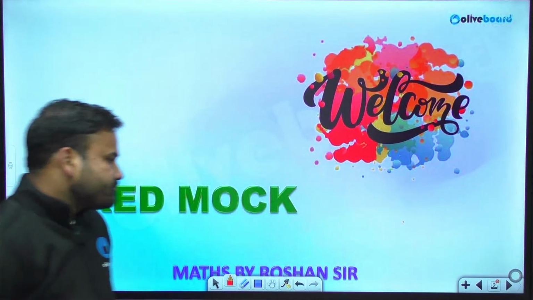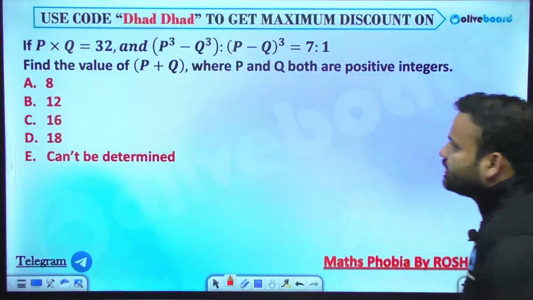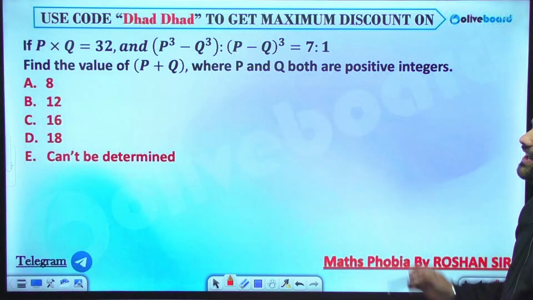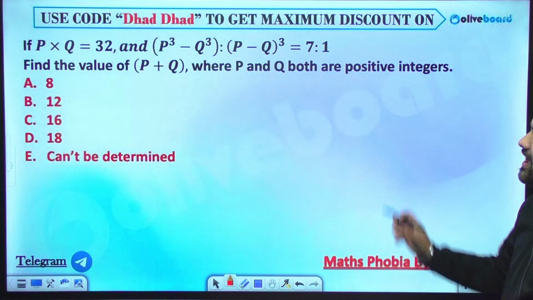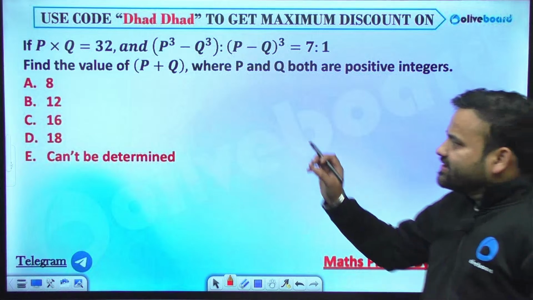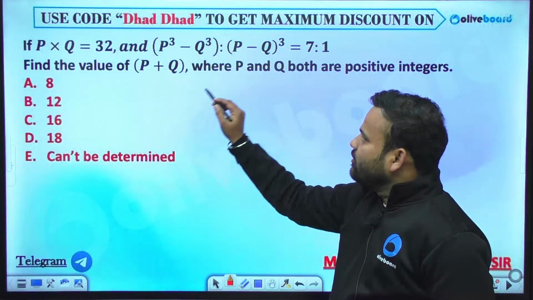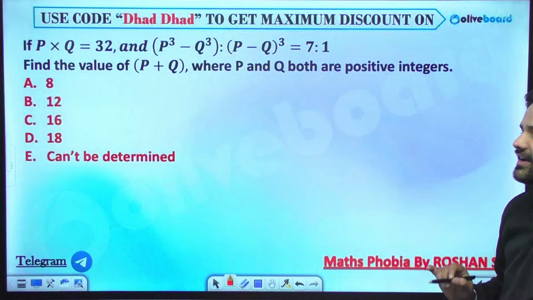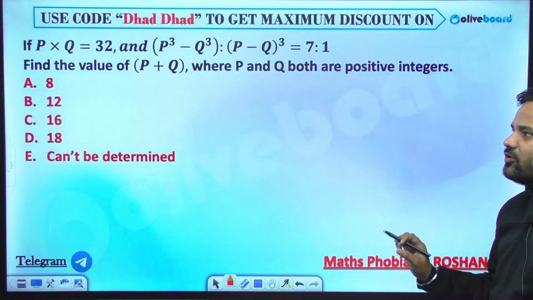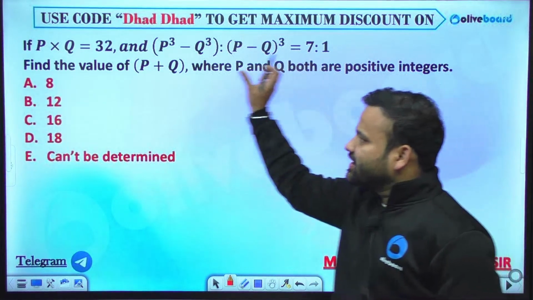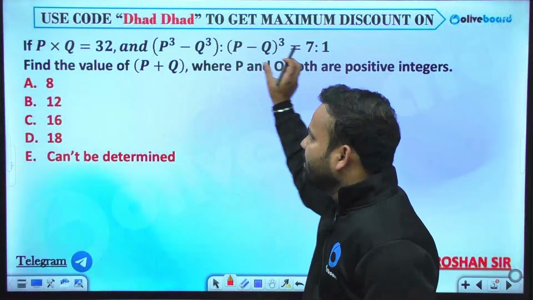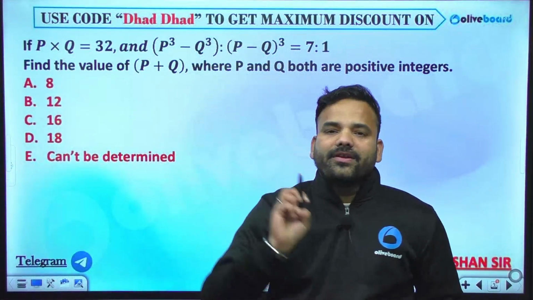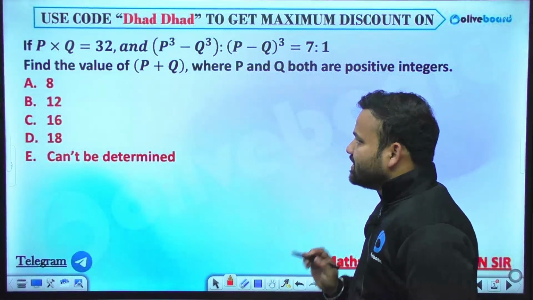Clear? So the very first question is: P into Q is given. We have an expression. Find the value of P plus Q where P and Q both are positive integers. I need to find the value of P plus Q. If the expression is given in this form, we need to derive the value of P plus Q. What has to be the value of P plus Q, isn't it?